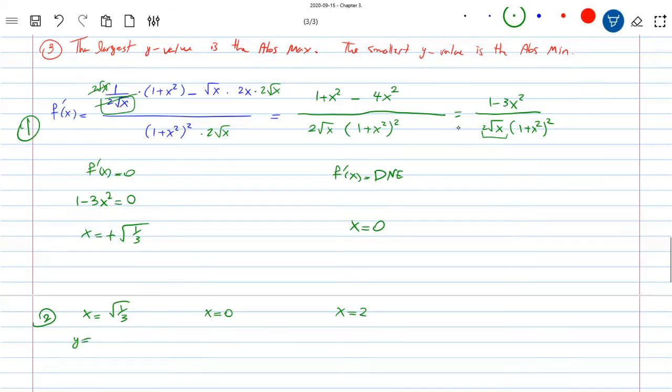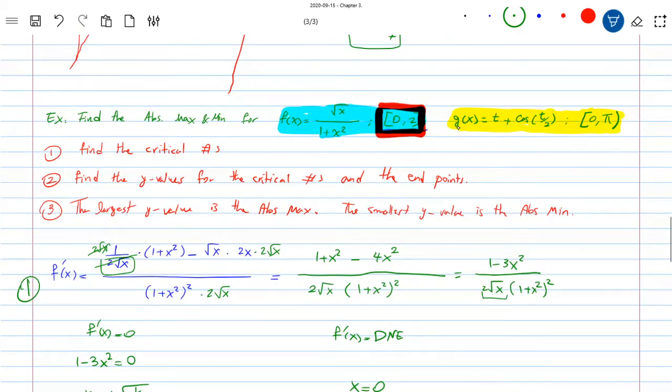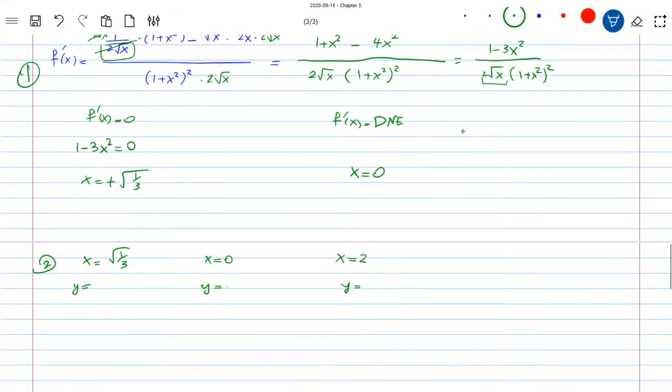What is the y value? How do I find the y value? You go back to the original function. What is the original function? It's square root of x divided by 1 plus x squared. If you replace 0, what you get is 0. If you replace 2, you'll get square root of 2 over 1 plus 2 squared, which is 5. So you'll get y values 0 and 2 divided by root 5.